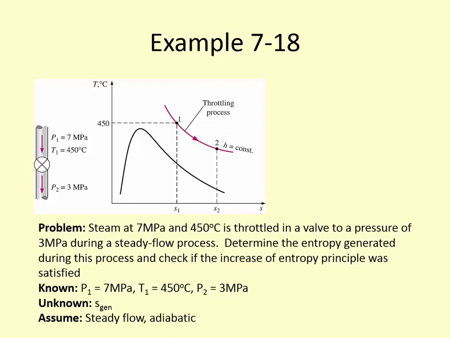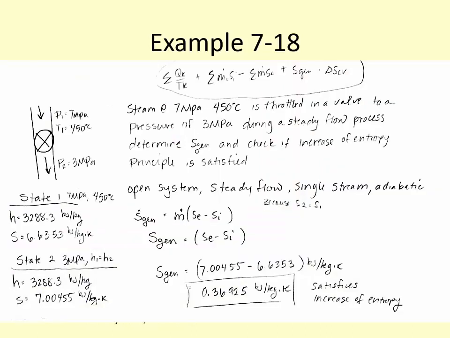Good practice. Look up properties. You need to practice. 6.6353. 6.6353, what? Kilojoules over kilogram times Kelvin. Yeah, kilojoules per kilogram Kelvin. Okay, that's state 1. State 2, we know the pressure is 3 megapascals.